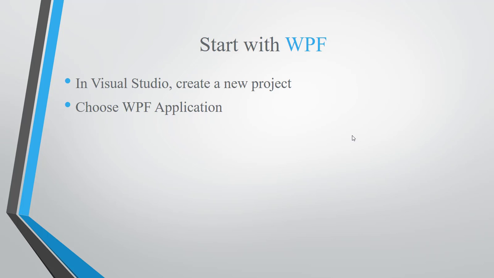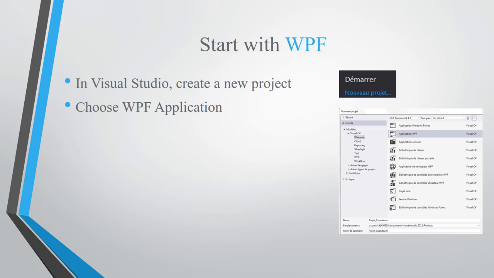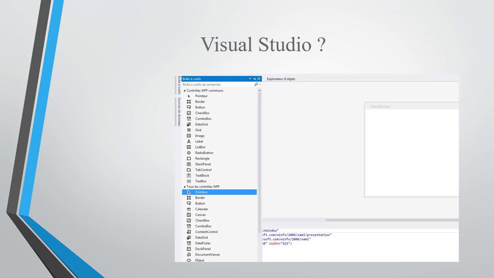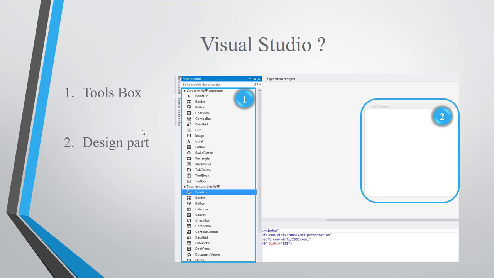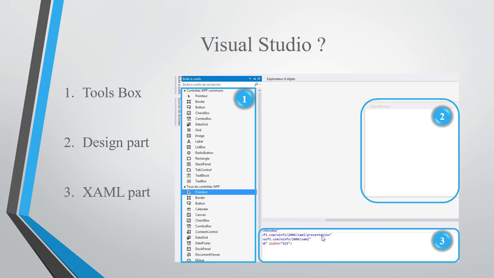Start with WPF in Visual Studio. In Visual Studio, you have to create a new project. So start a new project, select WPF application, and that's all. Visual Studio is composed of three parts. A toolbox part, in which you can find all the controls you can add to your GUI. There is also a design part and the XAML part, the main part according to me.